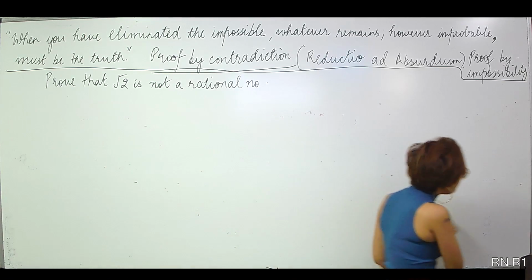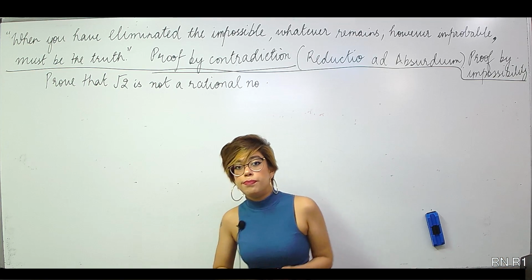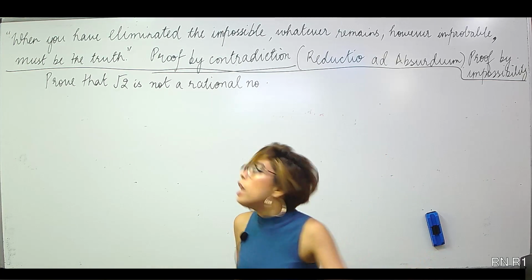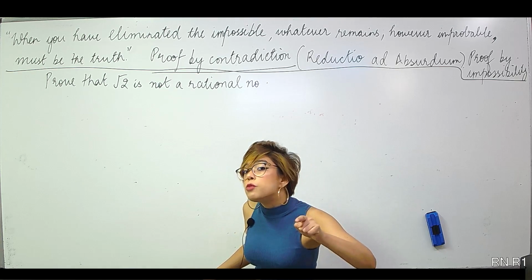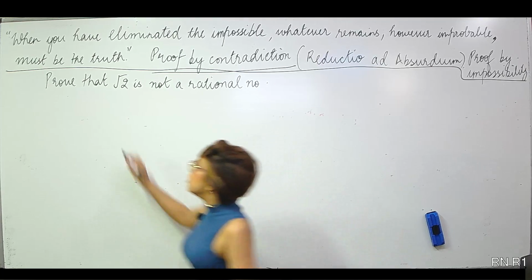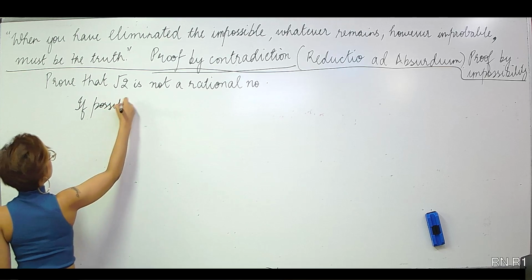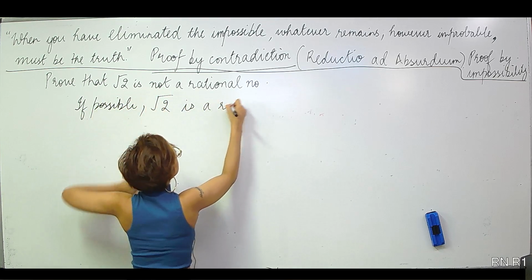And I should not be telling you this, obviously you have to prove by contradiction. That means you start with the wrong assumption. Right? You need to prove that root 2 is not a rational number. The wrong assumption would be that root 2 is a rational number. So, suppose, or if possible, you can write, if possible, wrong assumption, root 2 is a rational number.